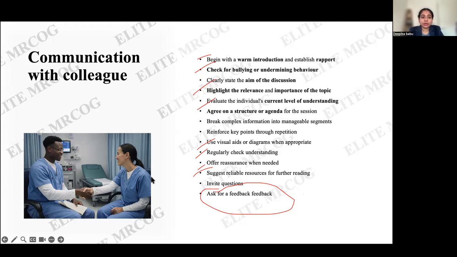So this is all your template that is particularly tested in the teaching task, and they will check for all of this to give you marks under communication with the colleague. That particular domain is exclusively tested here. Any questions so far? Is it clear to everybody how to go about the teaching task?